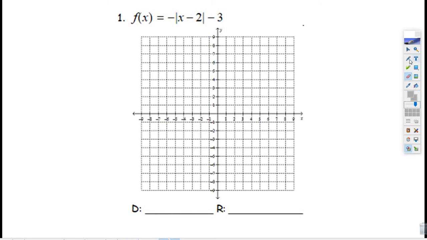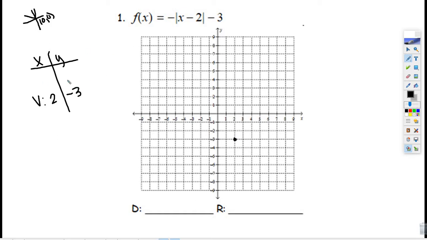So notice first that this is in vertex form. If we can see the transformations, we know that the original parent graph looks like this and has a vertex at 0, 0. So if we know that this has been flipped, which doesn't move the vertex, right 2 and down 3, then we know that our new vertex is at positive 2, negative 3.